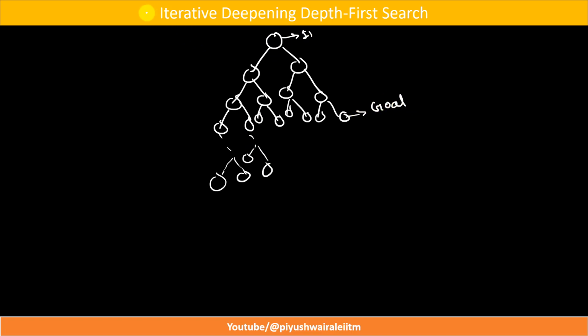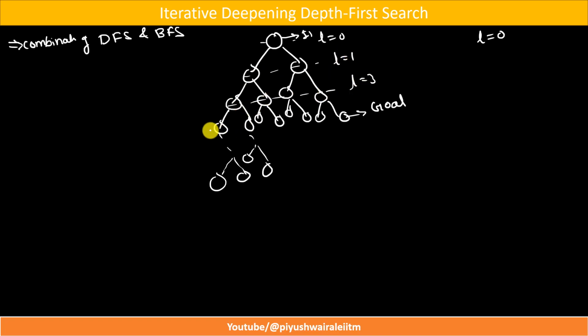Now, what happens in iterative deepening depth first search? It is a combination of DFS and BFS, that is depth first search and breadth first search. So what will this algorithm do? It will first start with level L equals 0. This is L equals 0, this is L equals 1, this is L equals 3, and this is L equals 4. Now this algorithm will put some limit on a particular level.